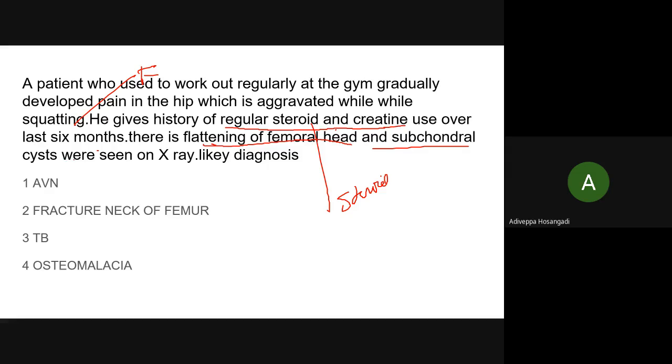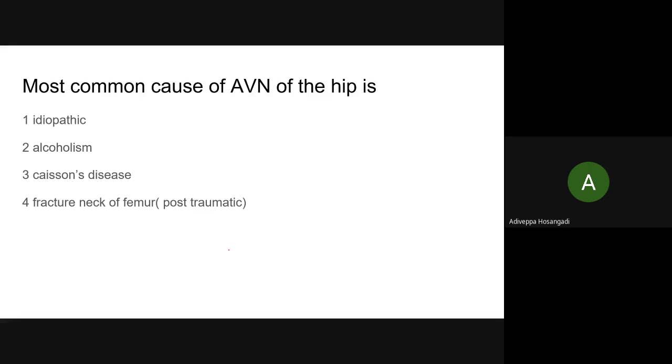What is the diagnosis? Do you want anything else to tell the diagnosis? You should be able to tell me. Avascular necrosis. Very good. There is so much information given here. See, steroid abuse, flattening of the femoral head, hip movements are painful, subchondral changes are there. You don't require anything else. It is nothing but avascular necrosis. Fracture neck femur, tuberculosis, osteomalacia are all just distractors. Okay. The most common cause of avascular necrosis, I told you the answer. Anybody?